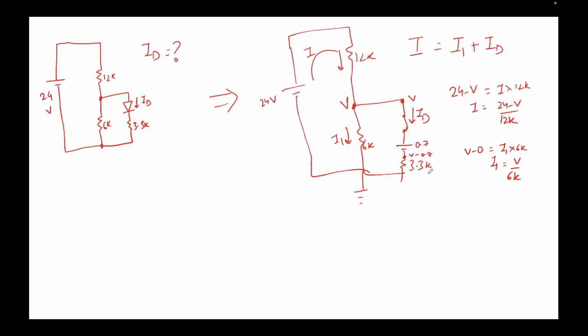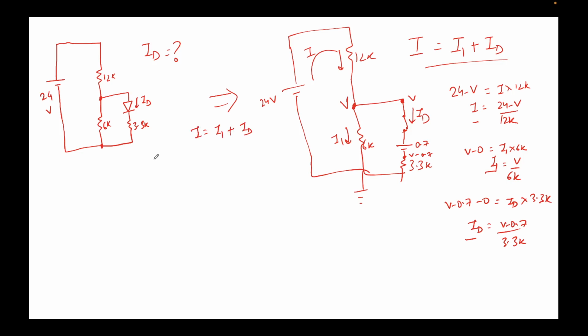We'll do that. Ohm's law across this resistor will give us V minus 0.7 minus 0. See, this node is V minus 0.7, this node is 0. This should be equal to current. Current through this resistor is ID times 3.3K. So ID has come out to be V minus 0.7 over 3.3K. Now we have the expression for I, I1 and ID. Let's put all these three in this expression. So I'm rewriting this here. I equal to I1 plus ID.